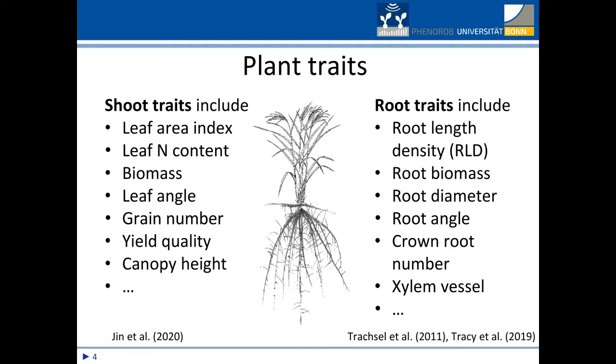Plant traits are the morphological, anatomical, physiological, biochemical, and phenological characteristics of plants, and they determine how plants respond to environmental factors. Certainly you know some shoot traits such as the leaf area index, leaf nitrogen content, biomass, leaf angle, grain number, and others. I think you may also have heard of some root traits, including the root length density, which is the root length in centimeters for a defined soil volume in cubic centimeters, or the root biomass, the root diameter, root angle, and some others.